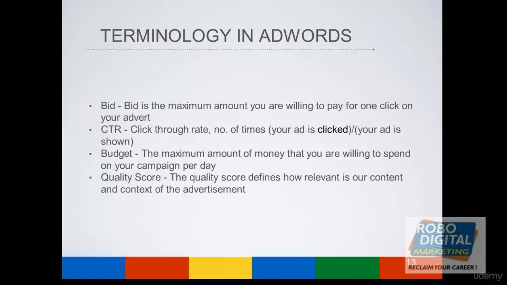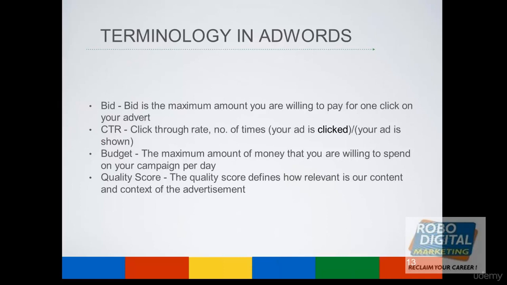The next thing is quality score. The quality score is defined as how relevant the content and context of your ad is to the keyword. Like somebody is searching for buy red shoes online, and your ad is showing buy shoes online. That is relevant but not too relevant in comparison to someone who writes a buy red shoes online ad.